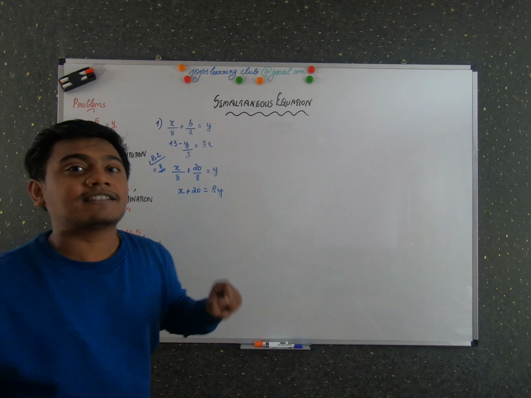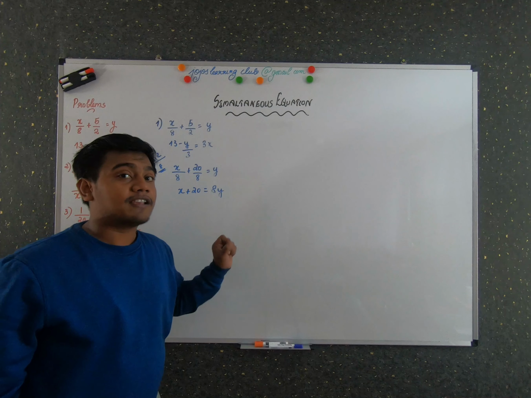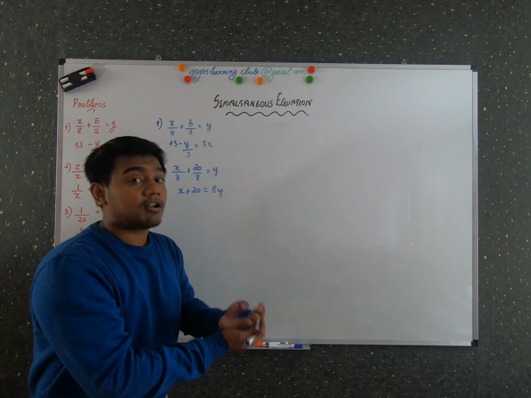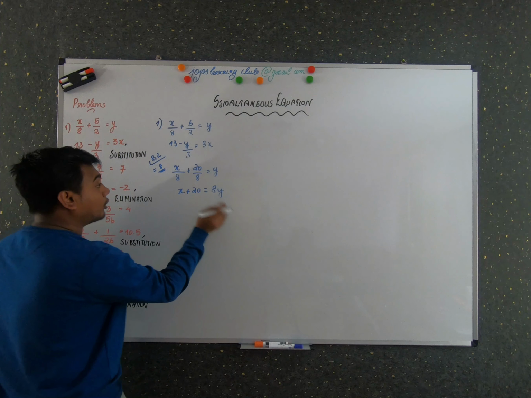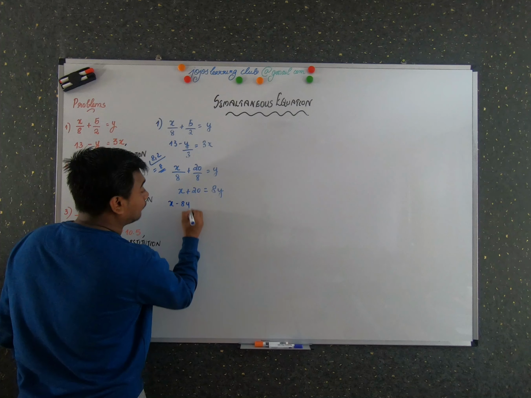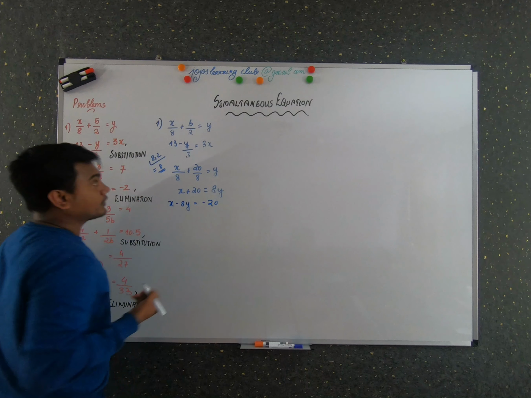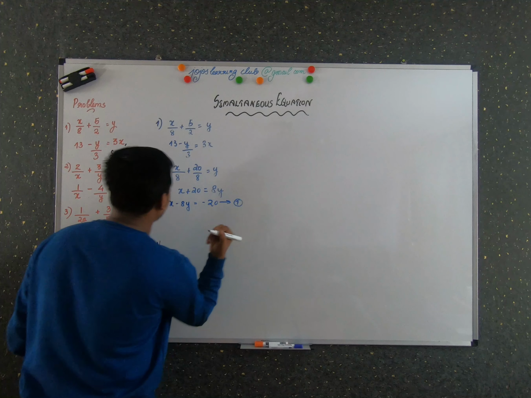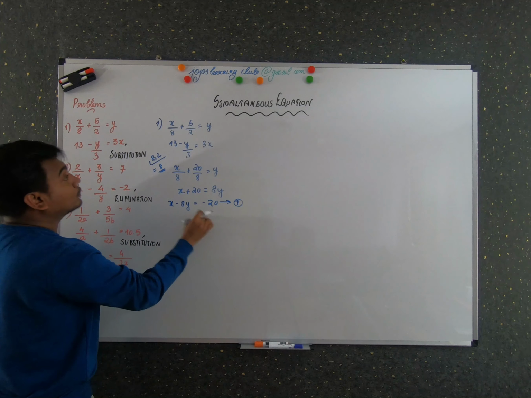To solve the equations, as I've already mentioned, it is always nice when you group the variables on one side of the equation and constants on the other side. So I'm going to group this as x minus 8y is equal to minus 20. So this is our first equation, and I've changed from this to this.